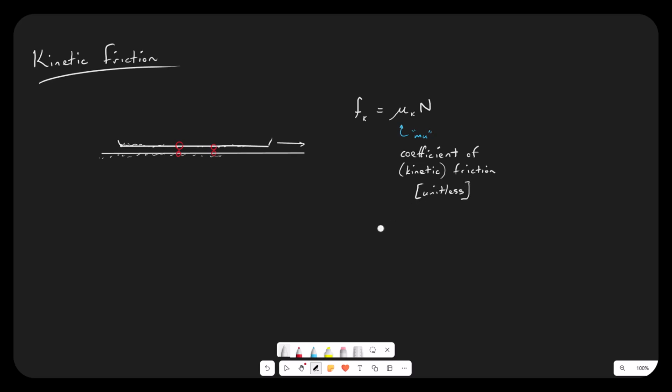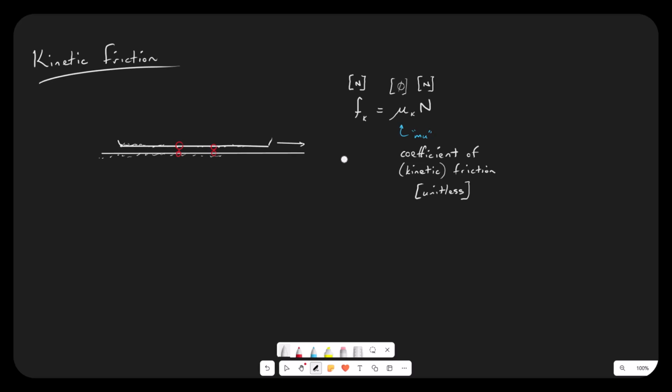so 0.3, 0.8, not 2.5 newtons or something like that. It's a unitless quantity. Friction is a force, so this thing has units of newtons, and the normal force has units of newtons, so this thing has to be unitless anyway, if we're going to make that work. The coefficient of friction is a measure of how much two surfaces want to hold on to each other.